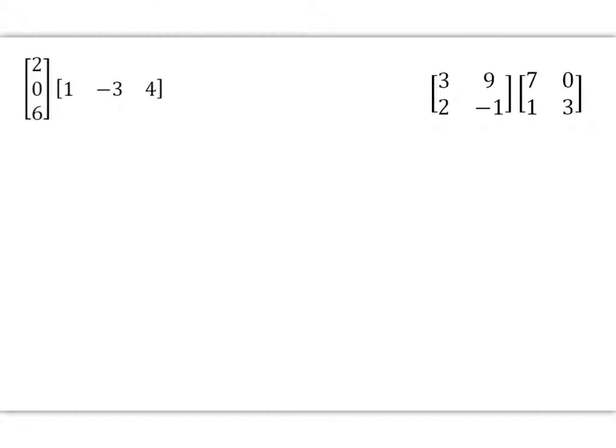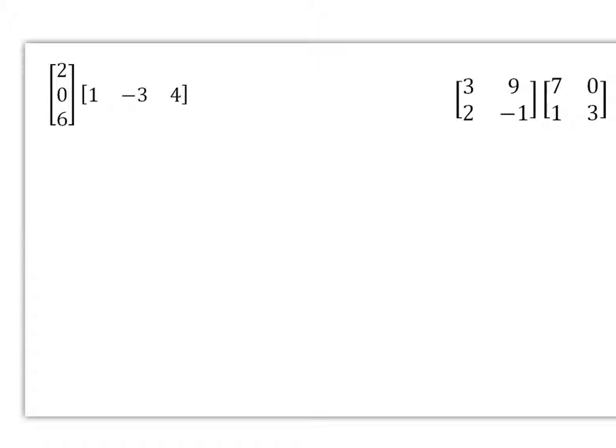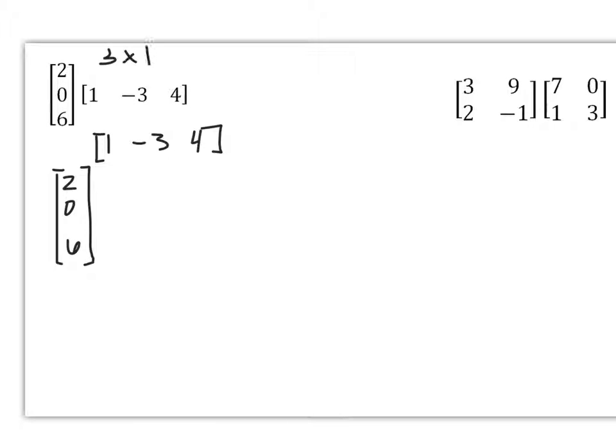Okay, so let's try this one. Once again, I'm going to split it up and show you doing it with the box. 2, 0, 6. 1, negative 3, 4. And we'll real quick check the dimensions. So my first one is a 3 by 1. My second one is a 1 by 3. So they match, which is good. And that means my resulting matrix is going to be a big one. It's going to be 3 by 3.